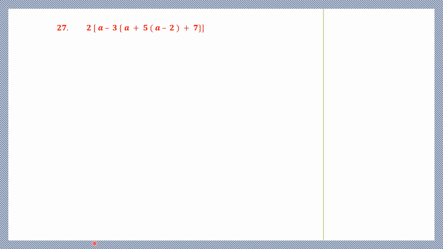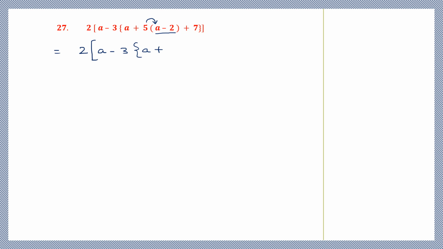Question 27. Here we have square brackets, curly brackets and common brackets. So first we have to remove the common brackets, then the curly brackets, then the square bracket. So 2 into a minus 3, put the curly brackets, a plus 5. Now before we remove brackets, remember to always see what is before the bracket, whether it's a sign or a number. Now here we have a number without a sign, that means it's understood it's multiplication. So we have to multiply these two.